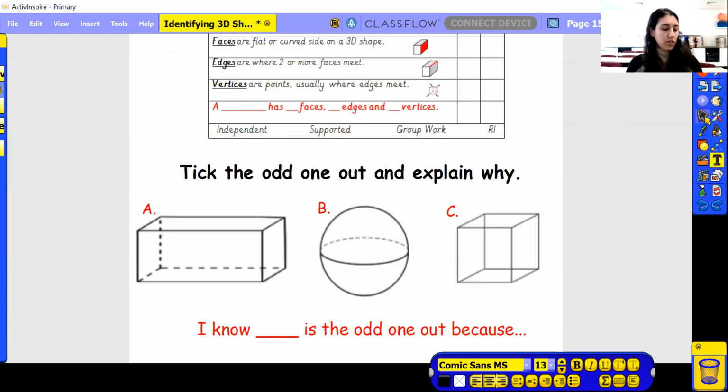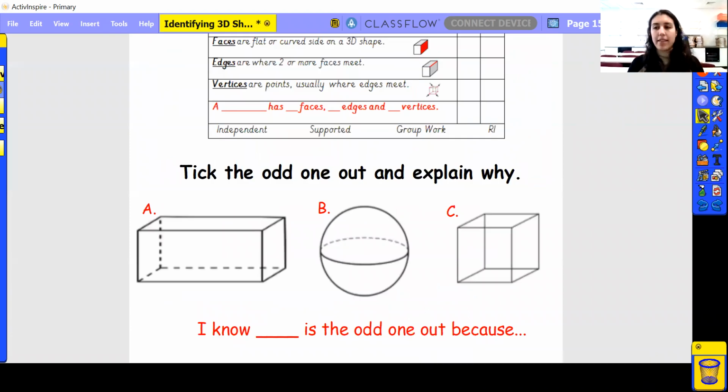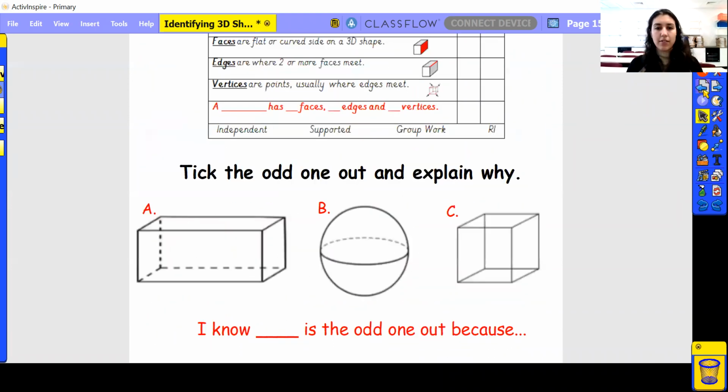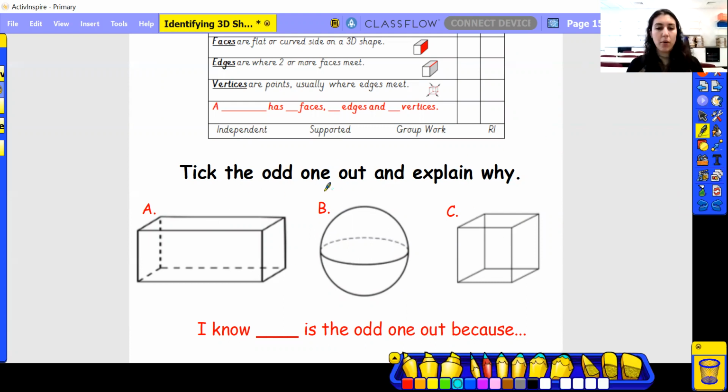Okay, what we're going to do now is have a look at some reasoning, and then I'll explain to you what your activity is for the day. So tick the odd one out and explain why. So what you need to do is have a think about the properties that we have learned about. So I know that the sphere only has 1 face, but both of these shapes, the cube and the cuboid, have the same number of faces, edges, and vertices.